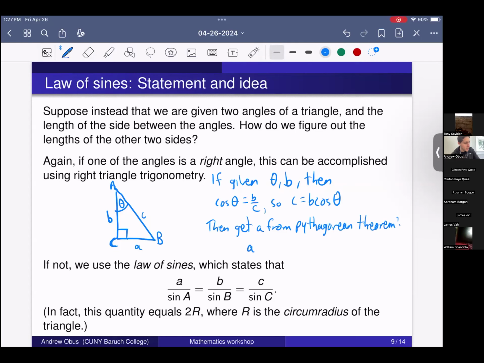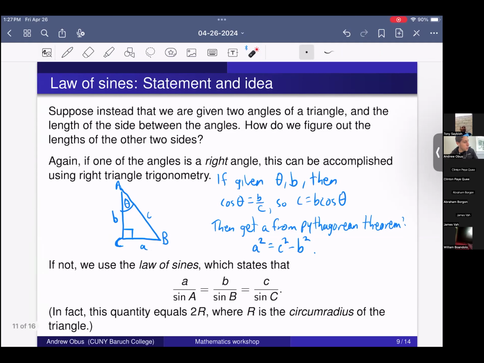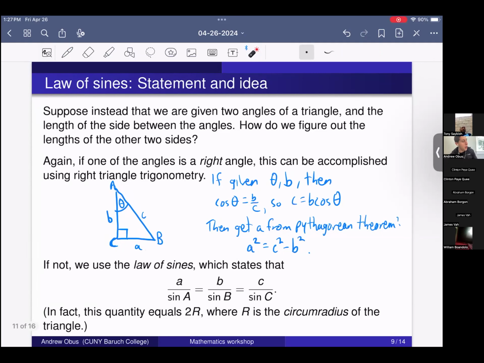Which, in this case, is going to look like A squared equals C squared minus B squared. Okay, so if you have a right triangle, and you're given the right angle and some other angle and also the side in between them, then you can get the other sides by using this right triangle trigonometry. You can get C using cosine, and then you can get A from the Pythagorean theorem. But in general, if you just have a normal triangle, then you use what's called the law of sines.